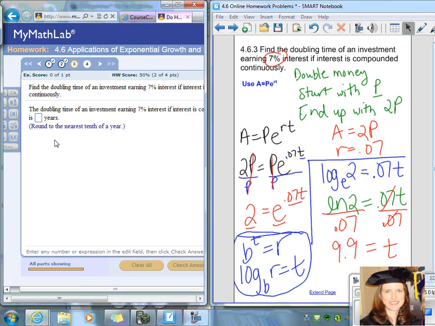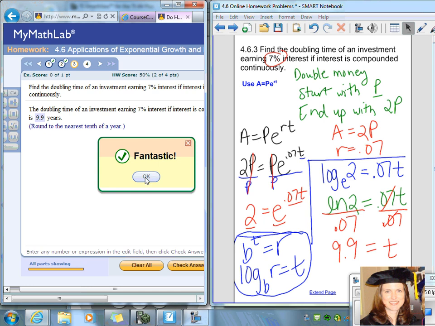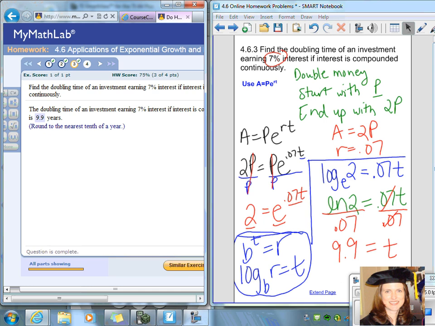We'll round it to the nearest tenth of a year and check our answer. 9.9 years. So if you were looking to double your money and you found an investment that earns 7% interest compounded continuously, it would take almost 10 years to double your money.